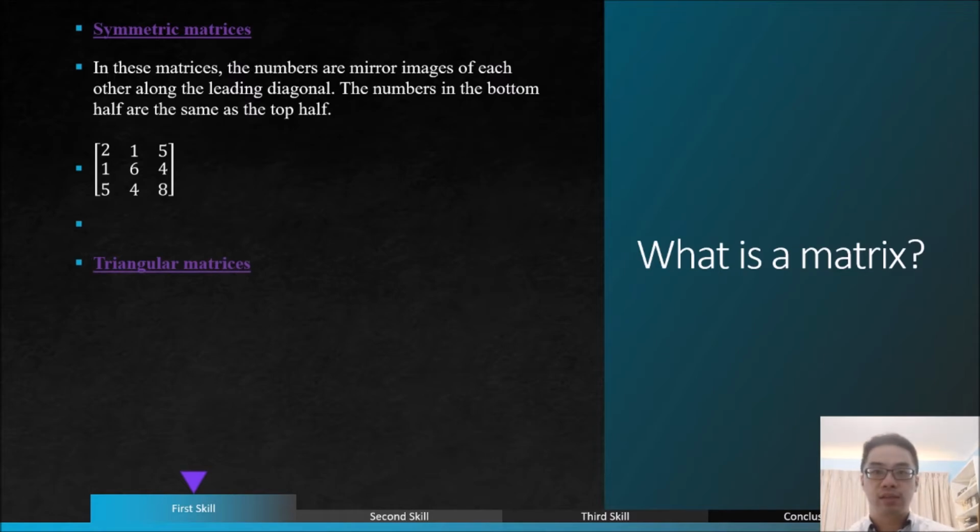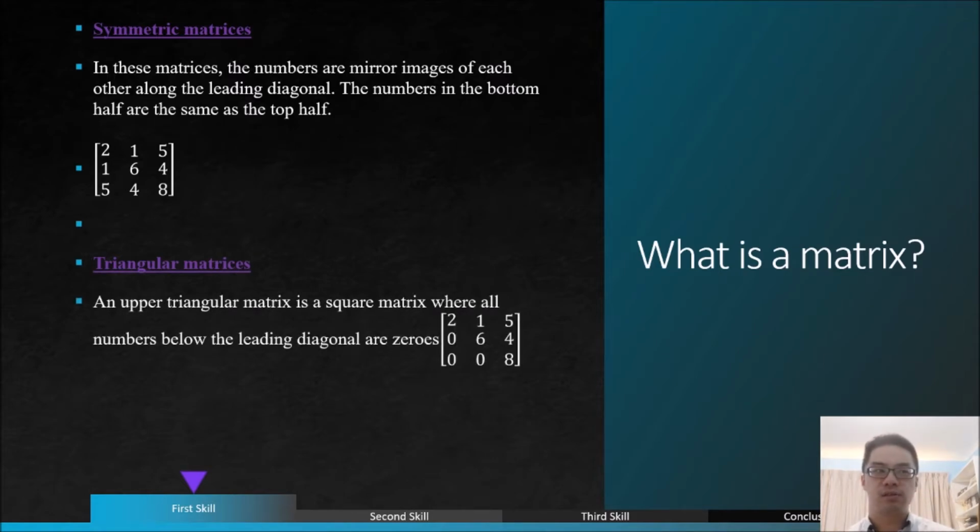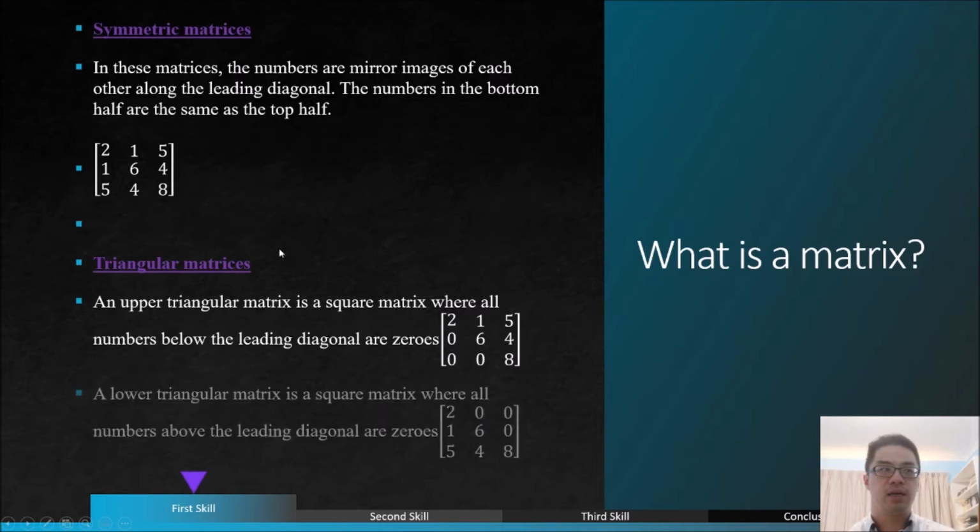We've got triangular matrices. An upper triangular matrix is a square matrix where all the numbers below the diagonal are zeros, as you see in the example. A lower triangular matrix is also a square matrix, but where all the numbers above the leading diagonal are zeros.